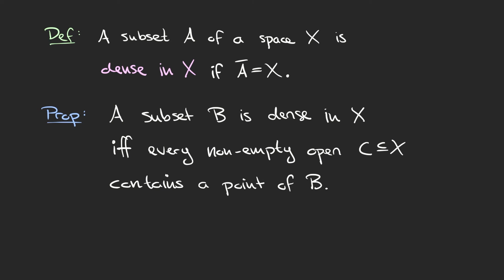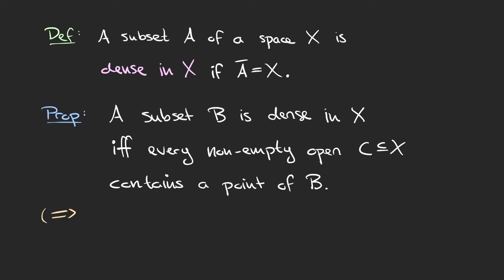Now the argument that I gave before for showing that the rational numbers are dense within the reals generalizes to the following proposition. It says that a subset B is dense in X if and only if every non-empty open set C in X contains a point of B. I'll just quickly sketch the proof, but it's pretty similar to what we did before.